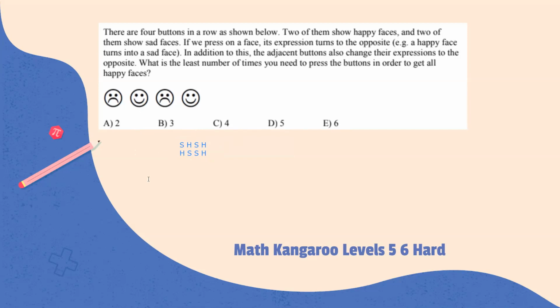And just as a side note, the least number of times you need to press the button in order to get all happy faces is the same amount of times you need to press buttons to get sad faces, right? Because if you just flip the sad, happy around, then it would just be happy, sad, and you could do the same sequence to get sad faces.